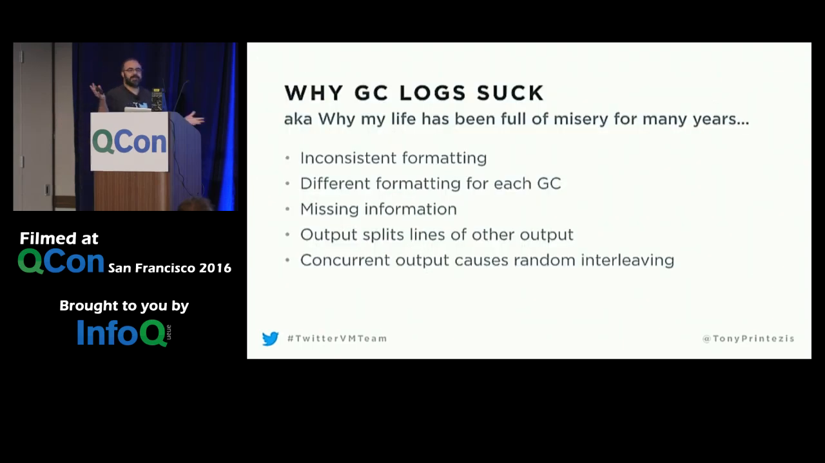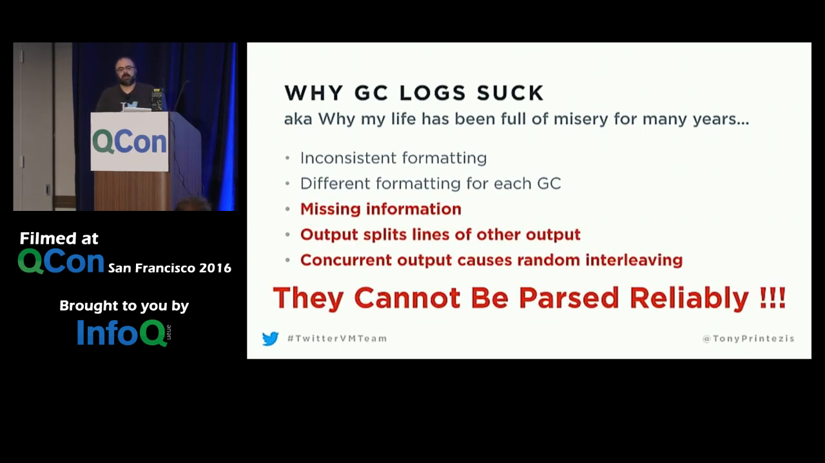So why do GC logs suck? I've been dealing with this for years. Formatting is inconsistent. I didn't touch on this, but there is different formatting for each GC. So not only do you have to write the code to parse, let's say, the CMS log, you have to write the code again two other times if you want to parse Parallel Old and G1. There's missing information, output is split, and concurrent output causes random interleaving. Because of that, they cannot be parsed reliably. Everybody has some sort of, usually Python, script that can parse them, and it doesn't work all the time, or it misses information. It's terrible. I mean, it's 2016. Come on, really?